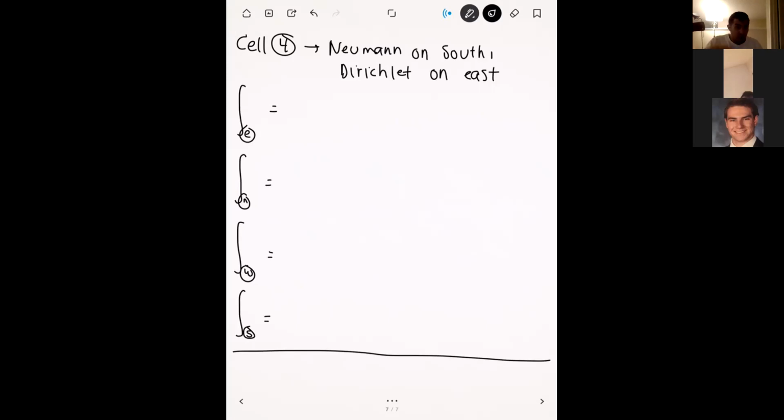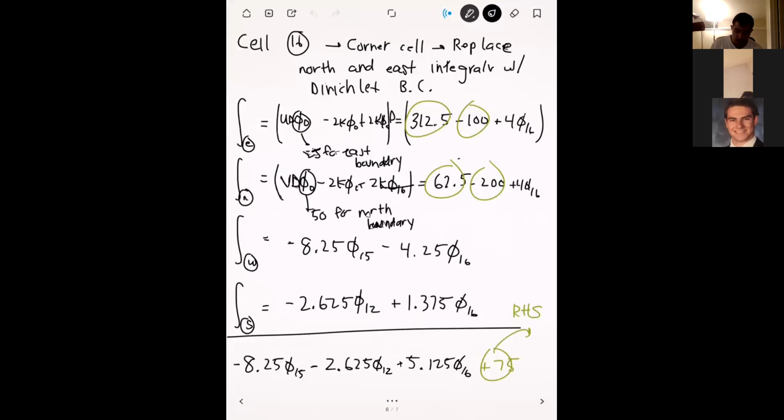Okay, so let's do the east integral first, because this is going to look the same as the 16 one, as cell 16, right? And so for this one, we have a positive u delta phi naught, okay, and we have a minus 2k phi naught plus 2k phi sub c, where phi sub c here is 4, okay, right? Got those signs right? Yes.